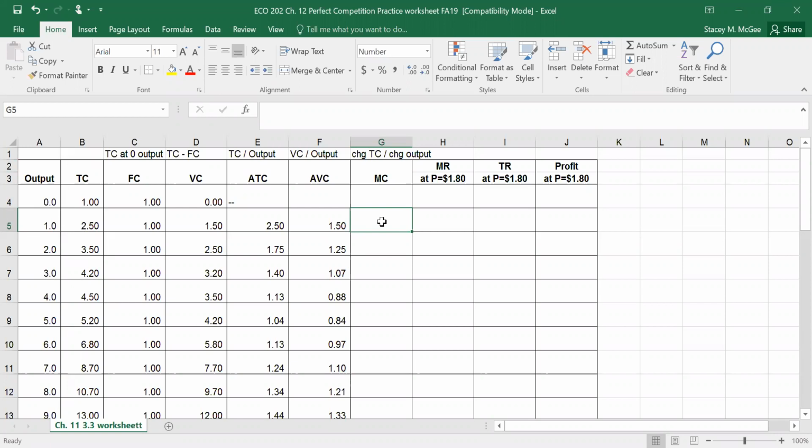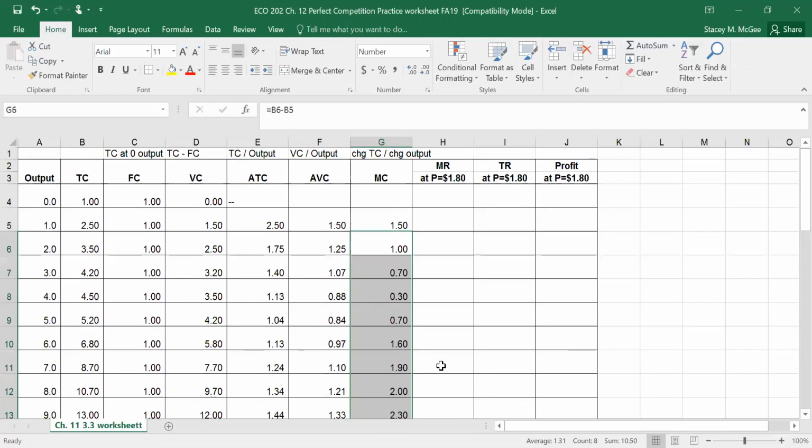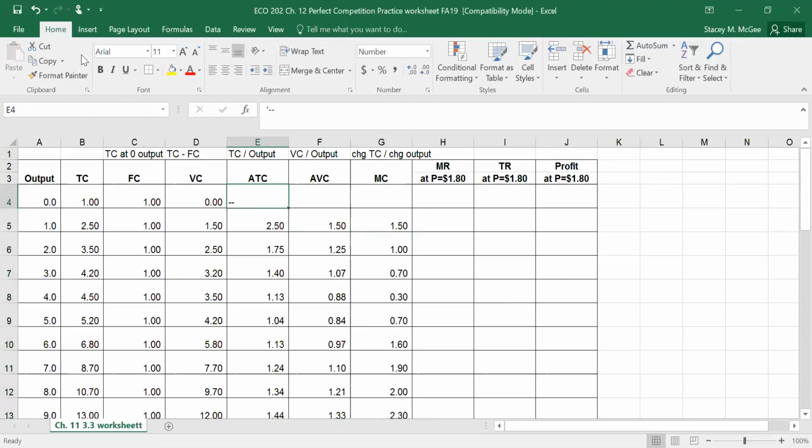So I'll take this one minus the one before it. So output went up by 150. And if I copy that down, that shows me the change in total cost divided by the change in the output for each one. So that was the first step, to fill in all of the costs, the average, variable, marginal costs we have. I'm going to copy that over here.